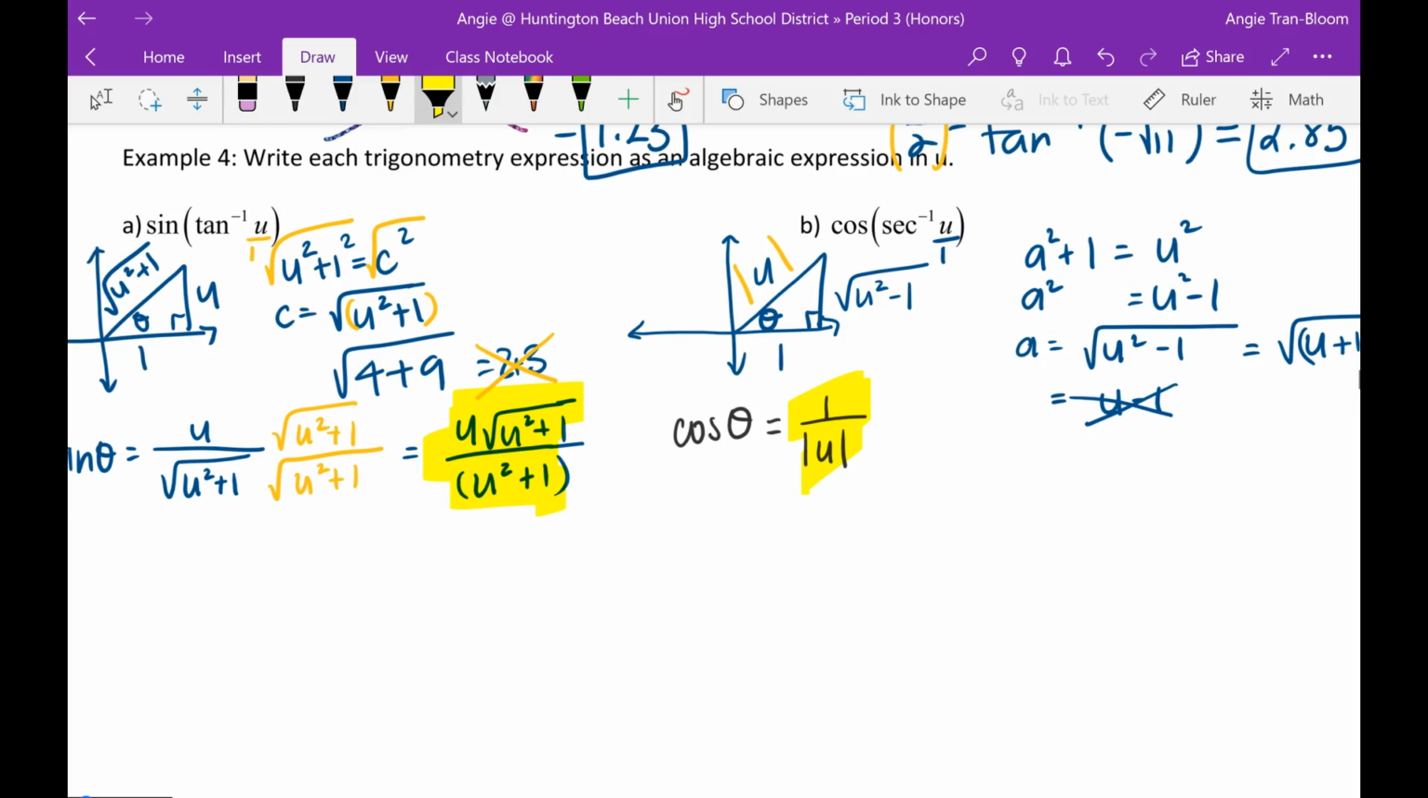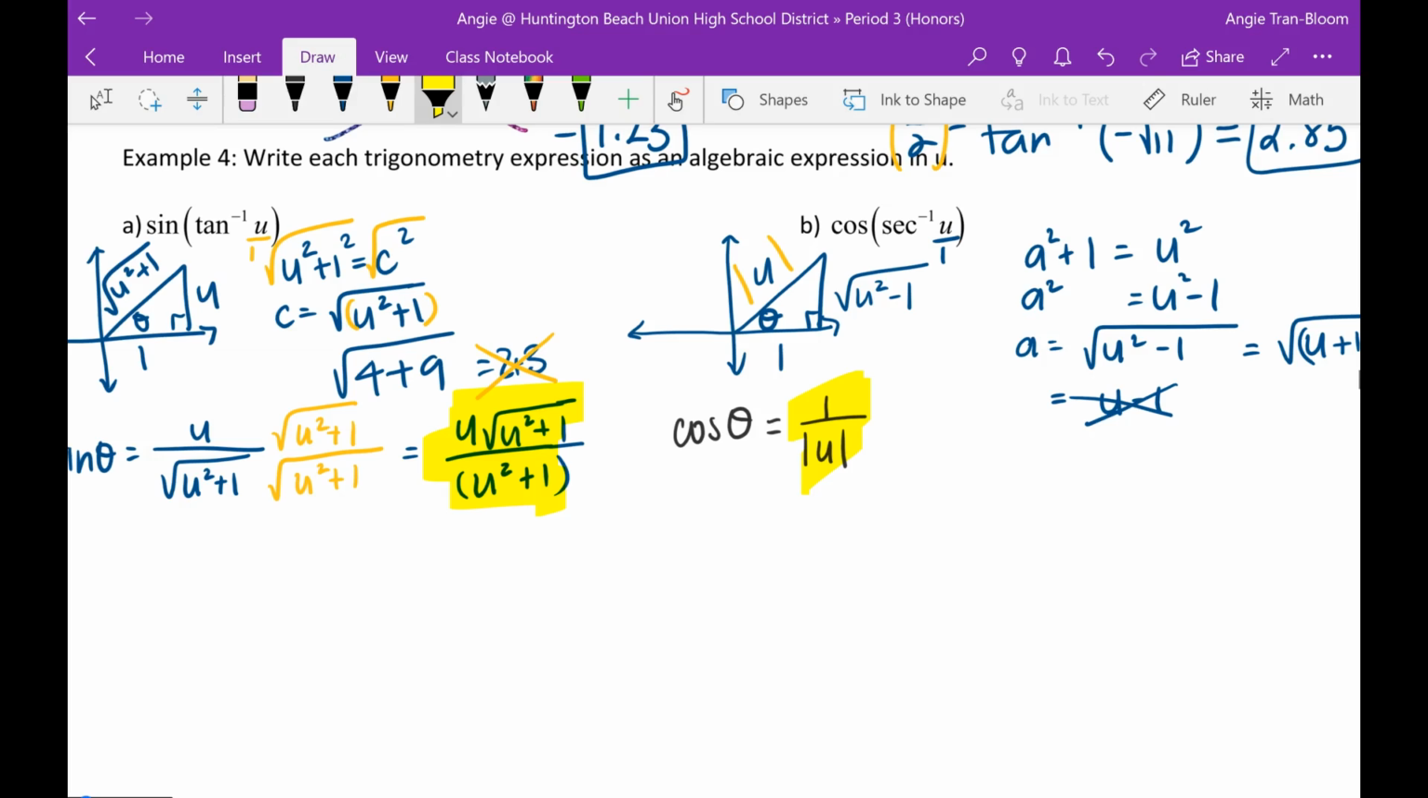So will we get marked down if we don't put absolute value bars for the hypotenuse? Would you get marked down? Yes, because you need to understand that the hypotenuse is a positive distance. But if it's always a positive distance, then what's the point of putting absolute value? Because u is unknown. U can be positive or negative. So to ensure that the hypotenuse is always positive, we have to use the absolute value.